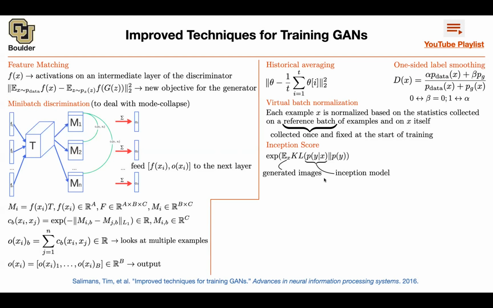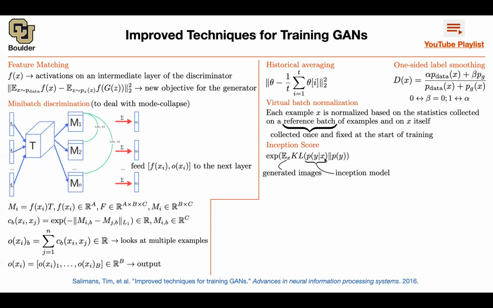And what is this neural network doing? This is just a classifier. It is trained on ImageNet. It is the Inception architecture from Google. What you do is you keep showing it generated images. That architecture is going to classify them.